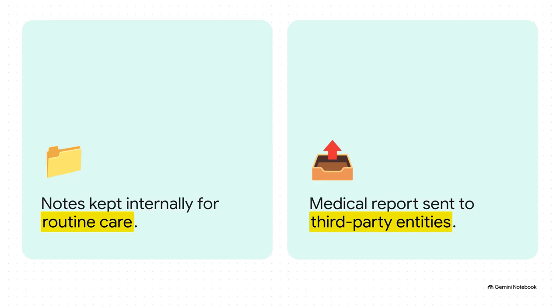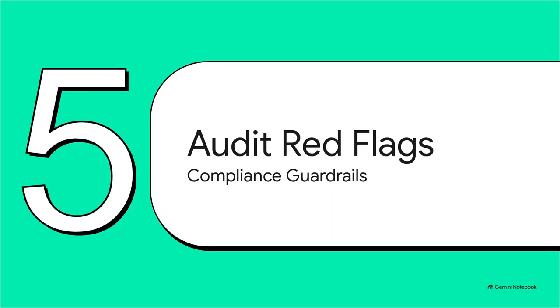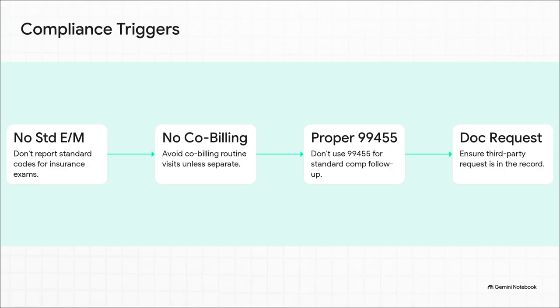Finally, let's wrap up with Section 5 and look at the top audit red flags you desperately want to avoid. As a coder or biller, you've got to set up strict guardrails against these massive traps. Number 1, never ever report standard office E&M codes like your 99202 through 99215 when the entire point of the visit is a life insurance or disability evaluation requested by a third party. Number 2, do not co-bill routine treatment alongside special E&M codes unless there is a completely distinct medically necessary issue being managed, and honestly, even then, tread incredibly carefully with your documentation.